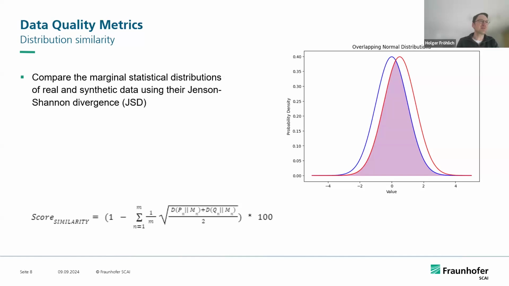In a similar manner, we look into the statistical distributions of individual variables. You may think about this as if you had, in the simplest case, two normal distributions. There is the so-called Jensen-Shannon divergence, a mathematical measure which you can apply in order to measure how close these two distributions are to each other. Once again, you can convert this into a metric that is at best 1, meaning there's a perfect match, and at worst 0.